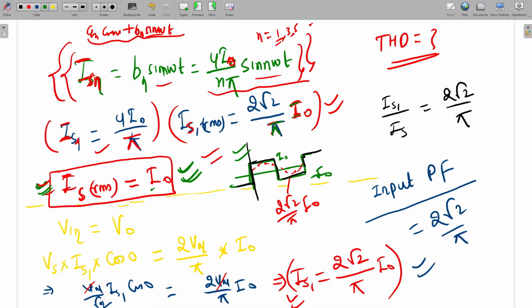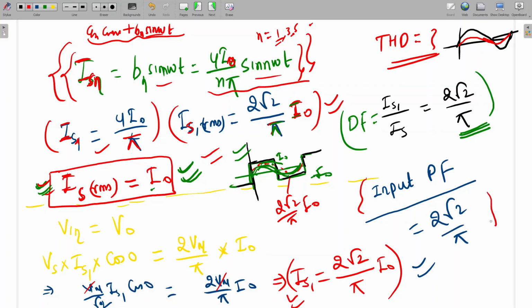So what will be the distortion factor? DF will be I_S1 by I_S, so 2 root 2 upon pi. And here this alpha is 0. See, this is uncontrolled, so the fundamental will start from here only. The voltage waveform is also here, and the fundamental will also start from here. So the angle between the two will be 0. So the input power factor will be the same as this one, cos 0 multiplied: 2 root 2 upon pi, that is 0.9.